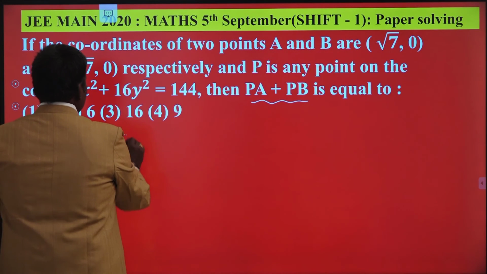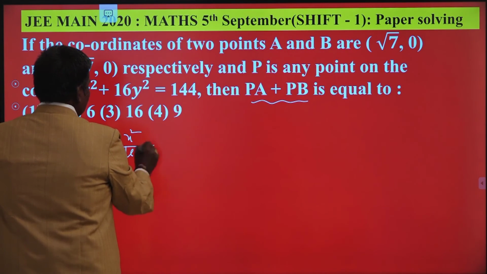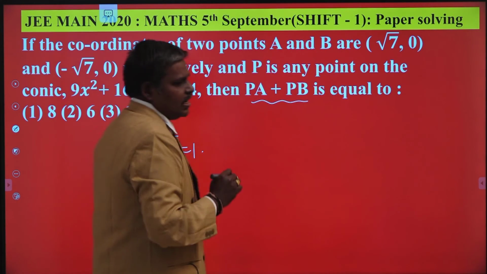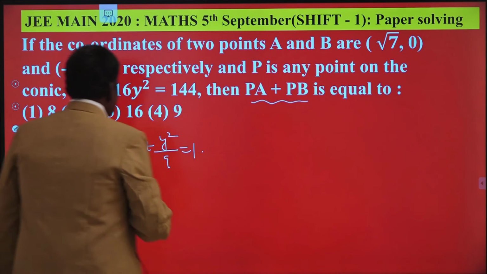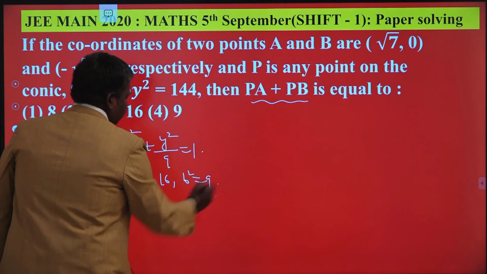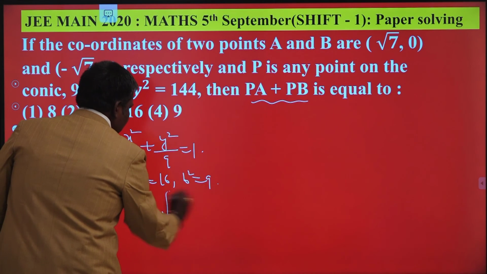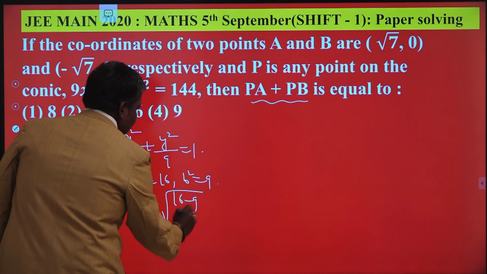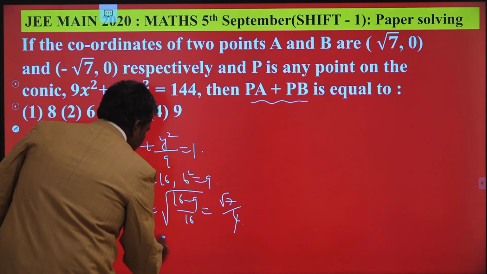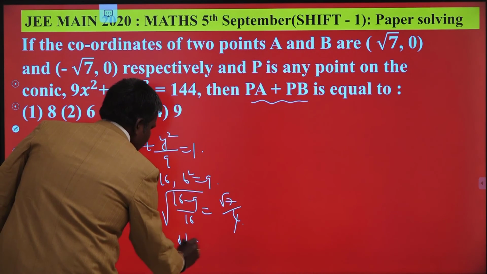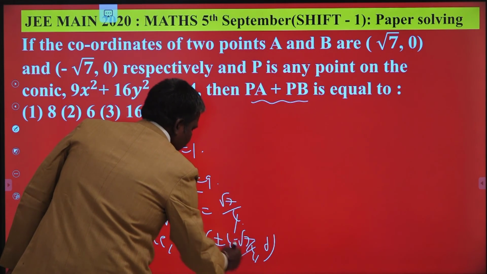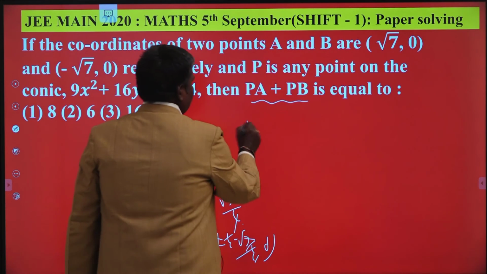What is the ellipse here? x square by 16 plus y square by 9 is equal to 1, by writing the standard form itself. Now my question is, what is A square here? 16. What is B square? 9. What is the eccentricity of this ellipse? Root of 16 minus 9 by 16, that is root 7 by 4. What are the foci? Plus or minus AE comma 0, that means plus or minus 4 root 7 by 4 comma 0. That is plus or minus root 7 comma 0.